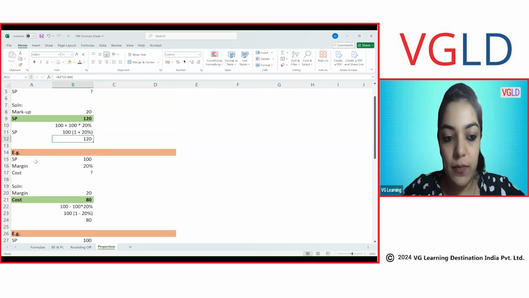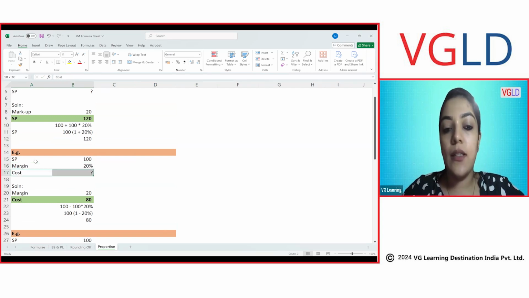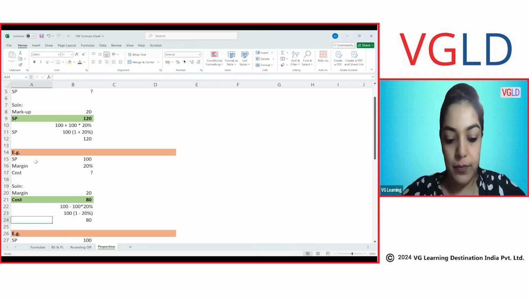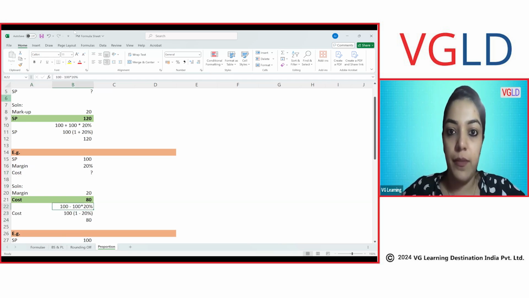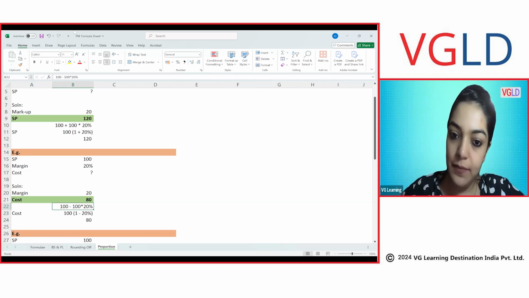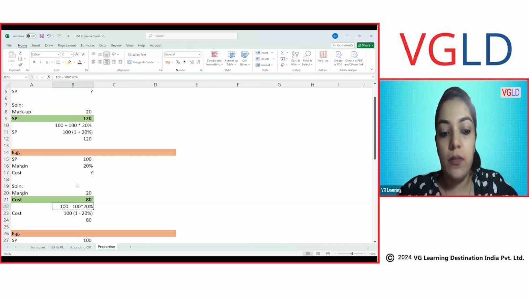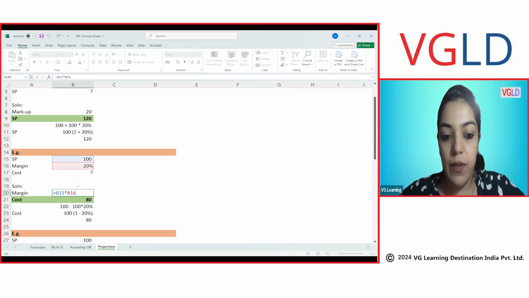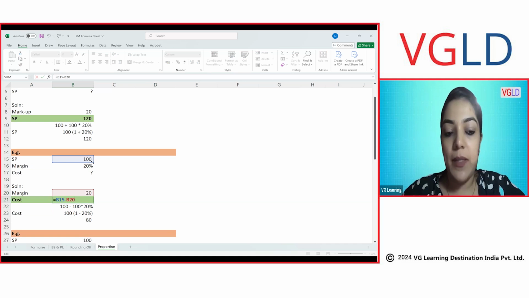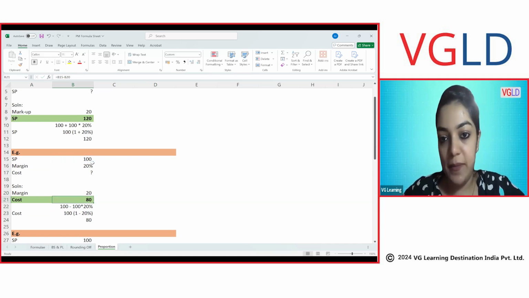Next question. Selling price 100, margin is 20%. What is the cost? 80? Absolutely right. All of you are right. So, margin will be 100 into 20%, which is 20. So, cost will be selling price minus the margin, that is 80.